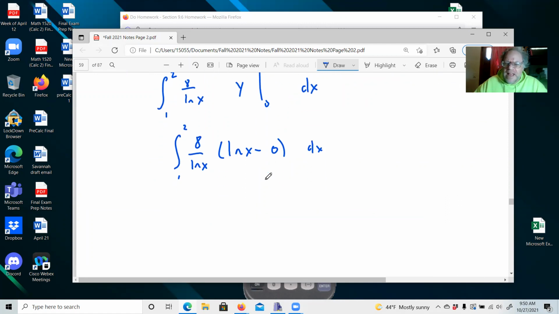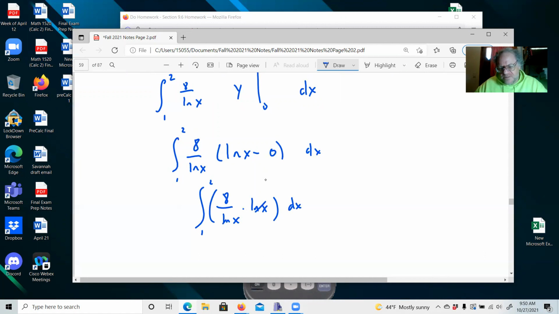Well, hey, this must have come out of a textbook somewhere, right? Because we have 8 over ln x times ln x from 1 to 2. These guys cancel, so we just have to integrate 8 from 1 to 2. So we just get 8x, 1 to 2. And we just get 16 minus 8, 8, and you're done. Okay. Easier said than done.